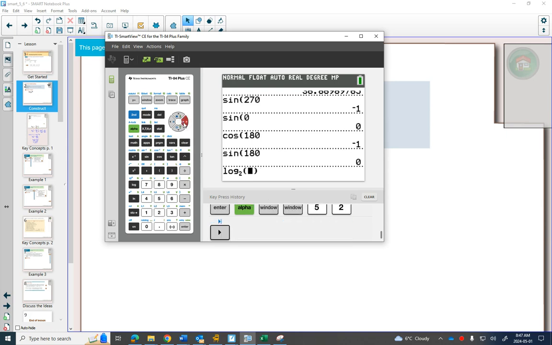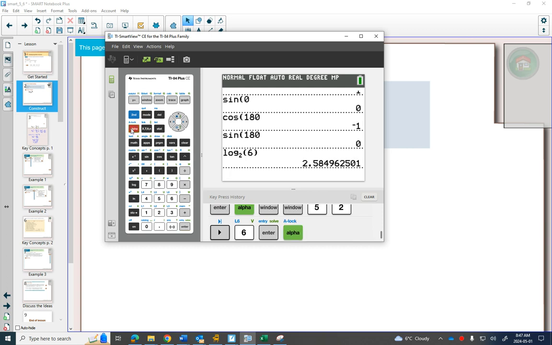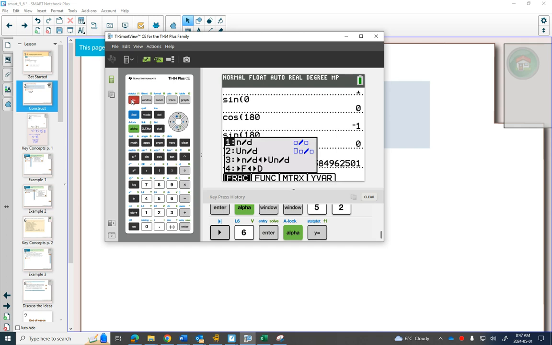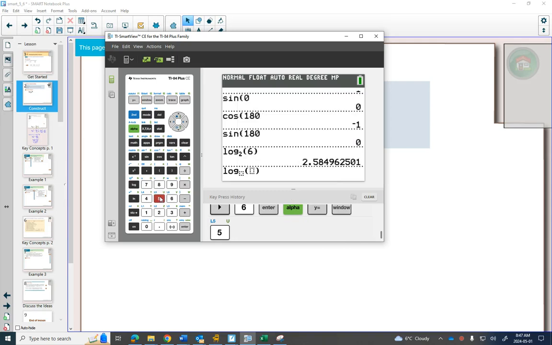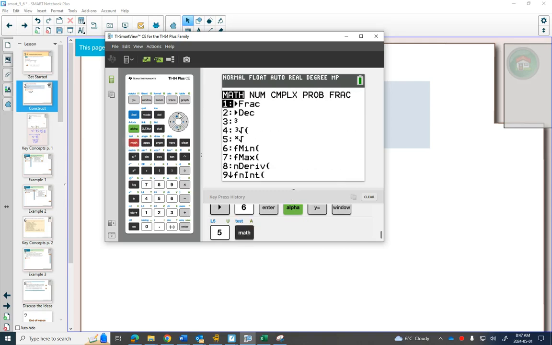So, to type in log base 2 of 6, if your calculator lets you, if you have the fraction button on your calculator where you go alpha y equals, which is alpha f1, you can also do alpha f2, and then there's the log base one. All the f1, f2, f3, f4 menus can be gotten by pushing the alpha button. So if you have it, you can put it that way. It's also under the math functions, but it's hidden at the bottom, so you don't see it right away.